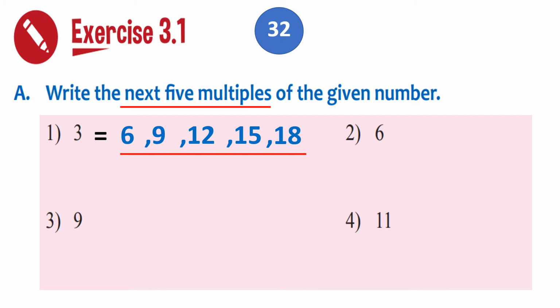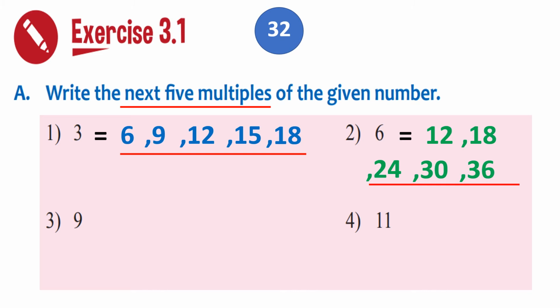Next is number 2. Next 5 multiples of 6. The answer is 12. 6 times 2 is 12. 6 times 3 is 18. 6 times 4 is 24. 6 times 5 is 30. And 6 times 6 is 36. 12, 18, 24, 30, and 36 are the multiples of 6.